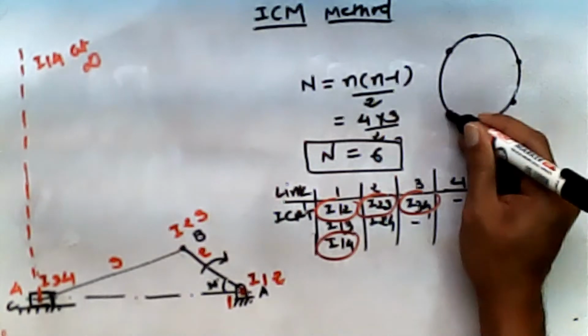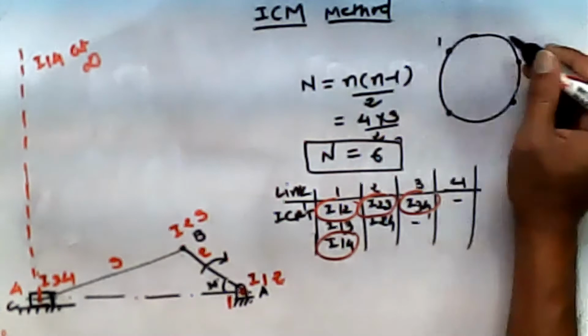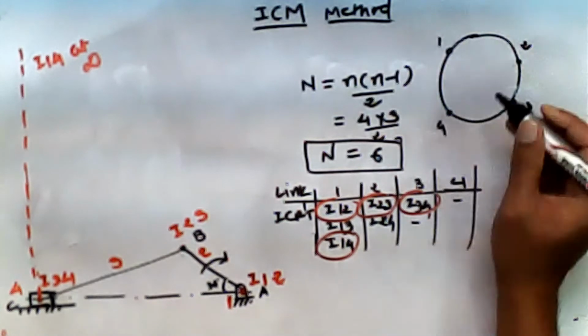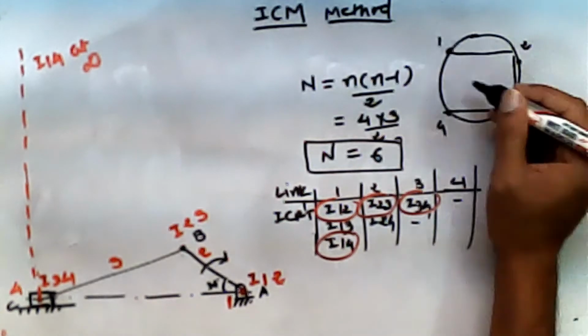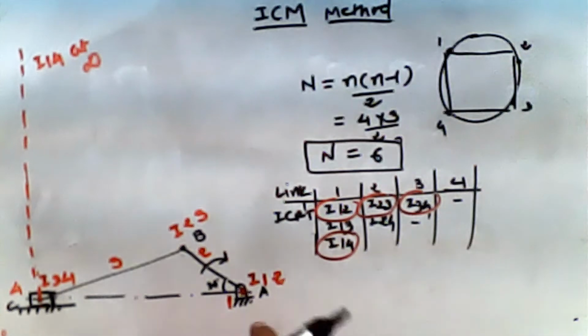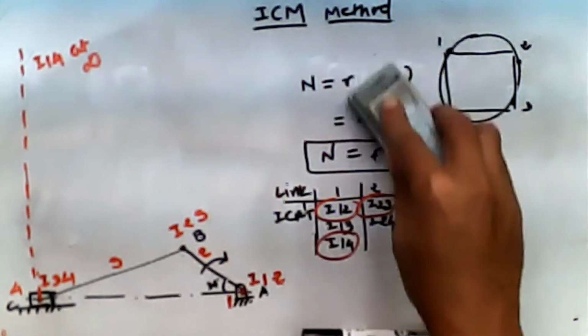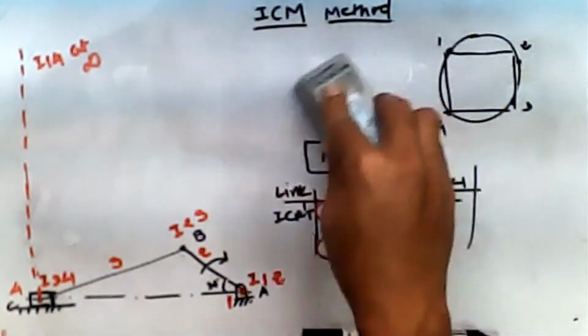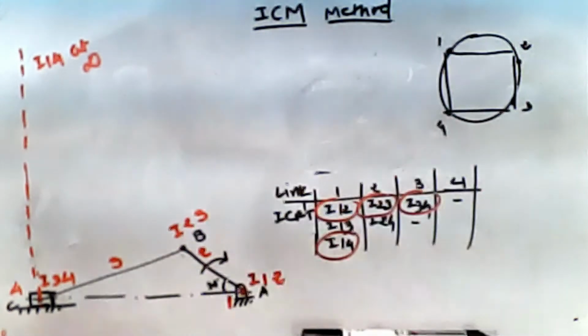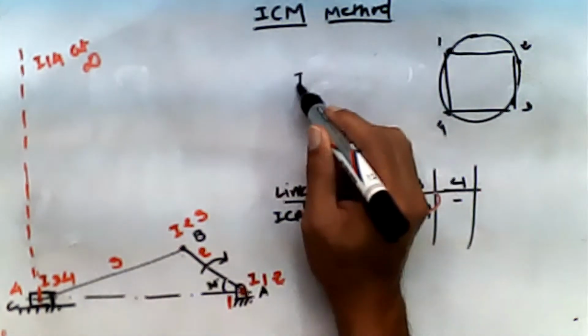How many links are there? 4 links are there, so I'll make 4 points and join them to determine the instantaneous center 1 3. The instantaneous center 1 3 is not directly located, so what I can do is join 1 and 3.